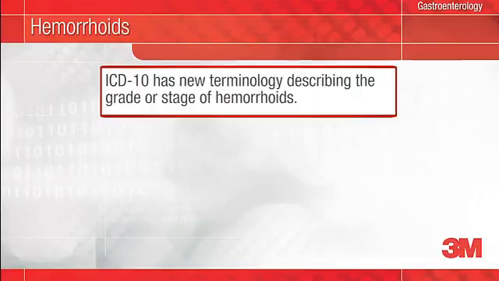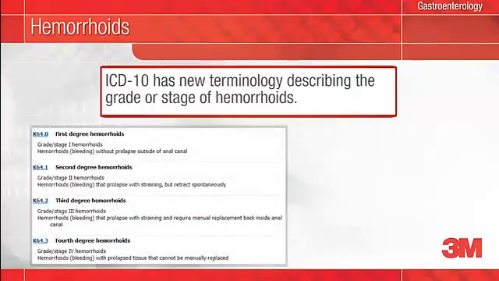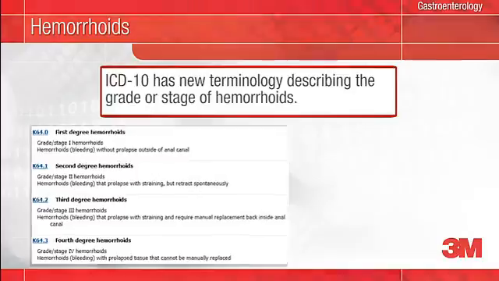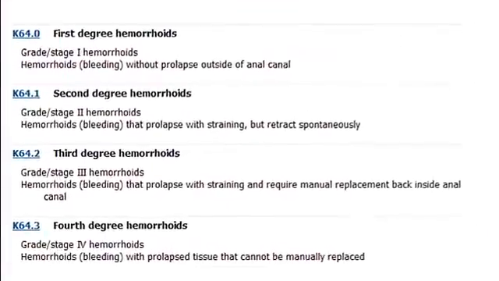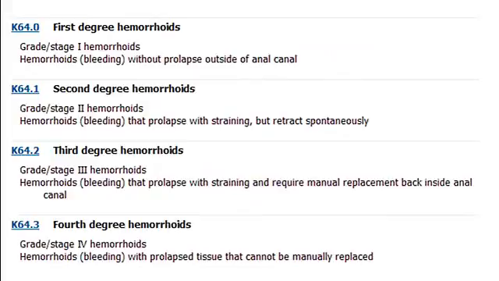Current medical literature classifies hemorrhoids into 4 stages or degrees. The distinction among these stages is clear and affects the therapy given. Consequently, ICD-10 has included this new terminology and defines the stages as you see on the screen with the associated codes. Note that bleeding when present is included in the code for each grade or stage of hemorrhoid.